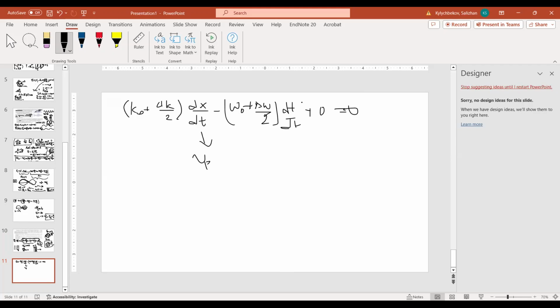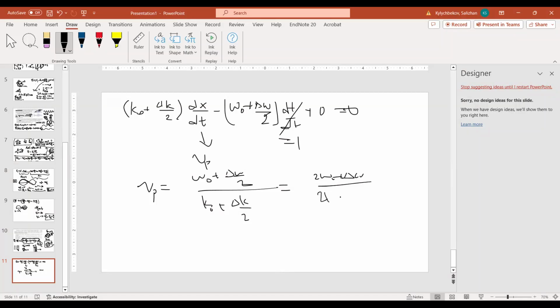And if we match the equation, dt is equal to 1. It turns out your phase velocity is basically omega 0 plus delta omega divided by 2, divided by k0 plus delta k divided by 2. Taking the factors of 2 out, it is 2 omega 0 plus delta omega over 2k0 plus delta k.